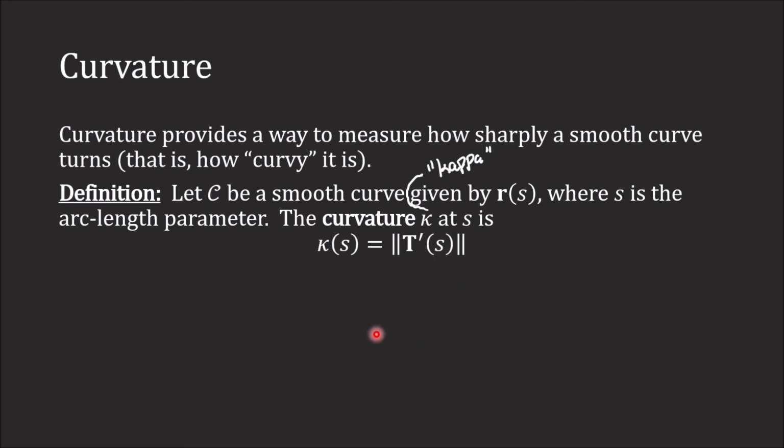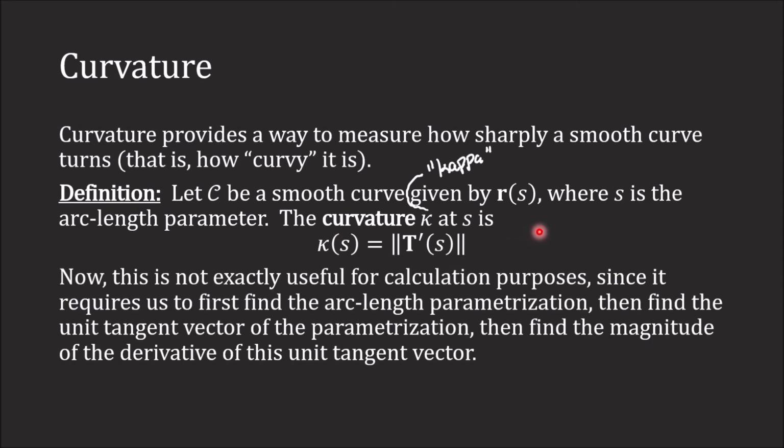Well, this provides a bit of a problem. This is not exactly practical or useful for calculation purposes, right? It first requires us to find the arc length parameterization. Now, the two examples we did were simple because the magnitudes were constant. Most curves will not have a constant magnitude of r prime. So that is a bit of a pain. Then we have to find the unit tangent vector of this parameterization. And that can be quite a pain. Then we have to take its derivative and find its magnitude. So this whole process is rather tedious.